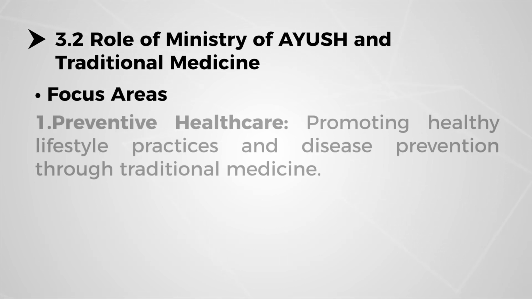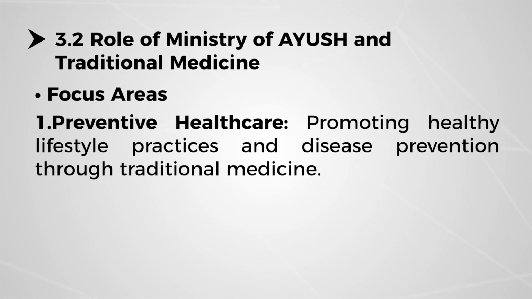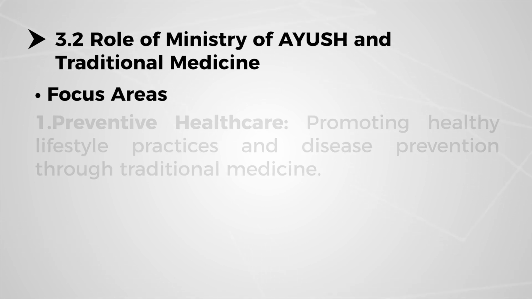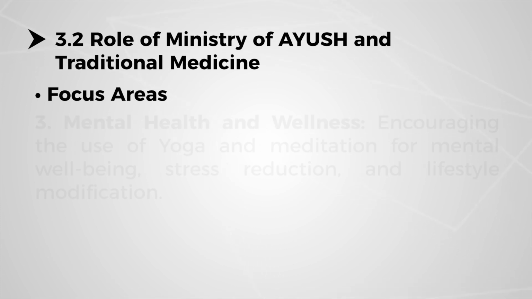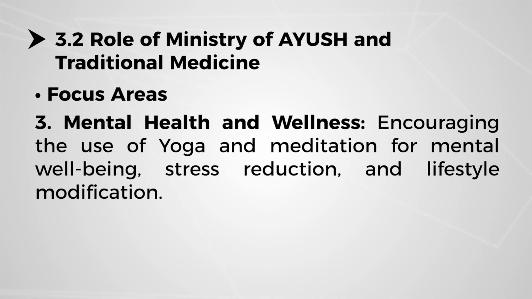Preventive healthcare, for example, promoting healthy life practices and disease prevention through traditional medicines. Chronic disease management, for example, using Ayush systems to manage chronic conditions like diabetes and arthritis, which require long-term care. Then we also have the problem of mental health and wellness, so it also encourages the use of yoga and meditation for mental well-being, stress reduction and lifestyle modifications.